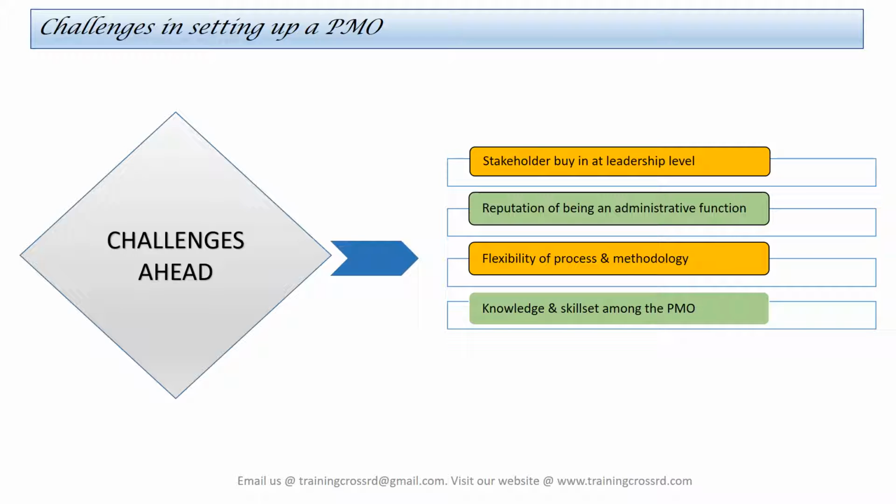A PMO always has the reputation of being administrative in terms of functionality, and anything administrative is seen as an overhead. So it's our responsibility to convince people that this is not an administrative function and we are ready to be flexible in terms of adapting the new processes and methods. You might need to go a bit slow in the initial stages because too much of processes might become an overhead for a team, especially the technical people who are also focusing on the technical needs of the project.